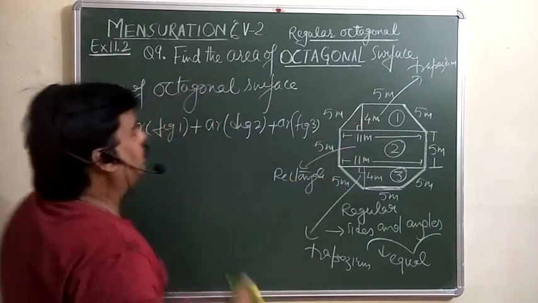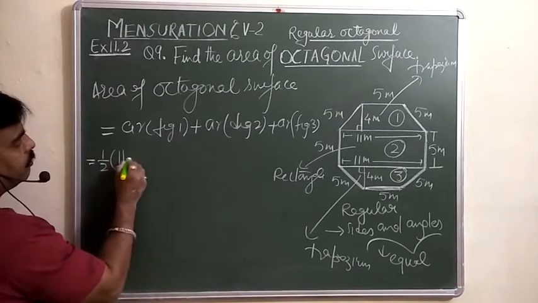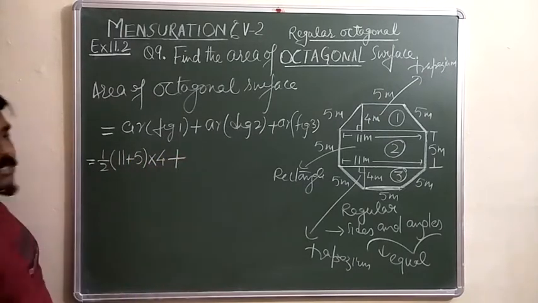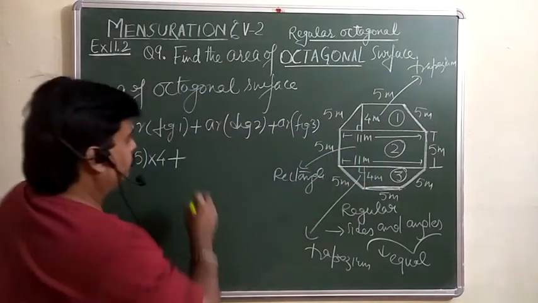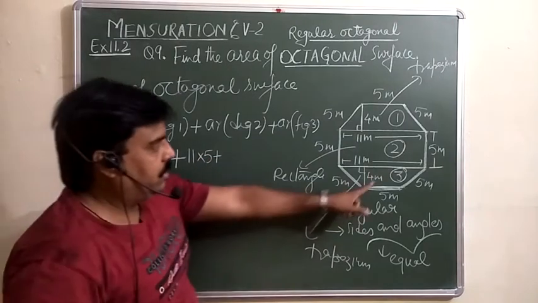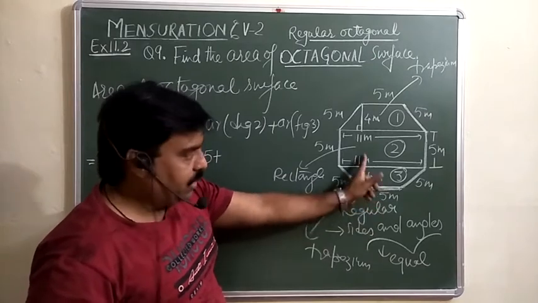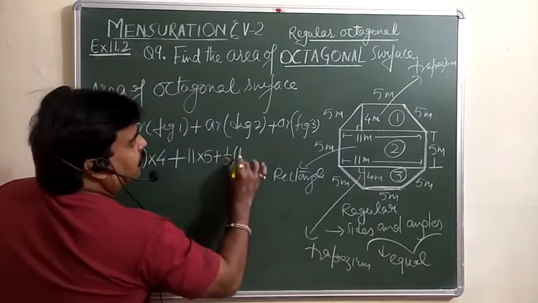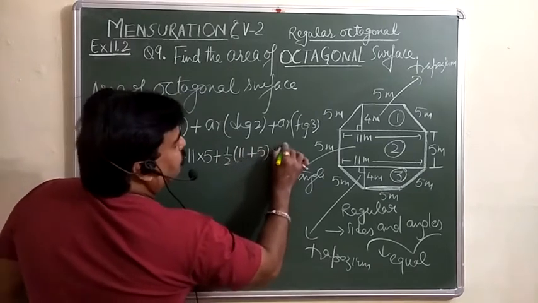So you can apply that formula. 1 over 2 into sum of the parallel sides 11 plus 5 into the distance between them, which is 4, plus the rectangle part, length into breadth, 11 into 5. Because this is 11, this is 5, and the distance between the parallel sides is 4. So that is 1 by 2 into (11 plus 5) into 4.